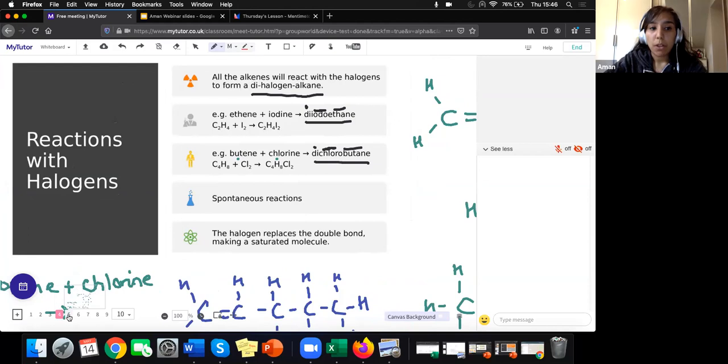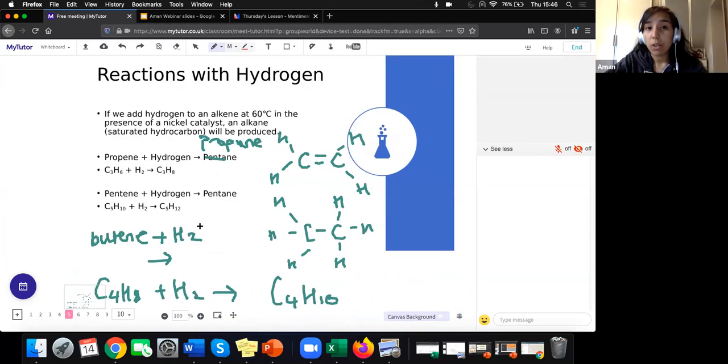Then we looked at the reactions with hydrogen, which is the one that I like because it makes sense to me. We add propene to hydrogen and we get propane. We add pentene to hydrogen and we get pentane. So when we react with hydrogen, the alkene becomes an alkane. And again, that double bond is breaking.